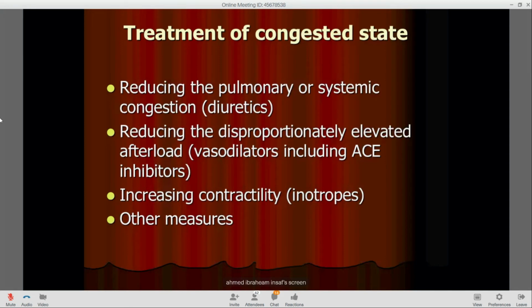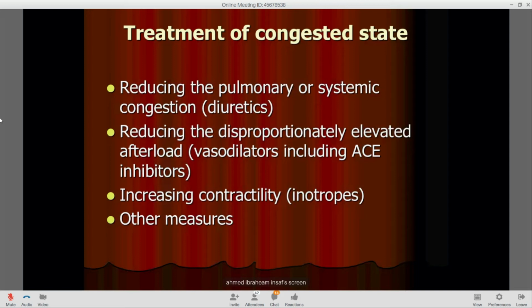In general, if we face a congested state or congested lung, we first try to reduce pulmonary or systemic congestion by giving a diuretic. In heart failure with volume overload, there is increased pulmonary and systemic congestion, so we give a diuretic such as furosemide, Lasix, or spironolactone.